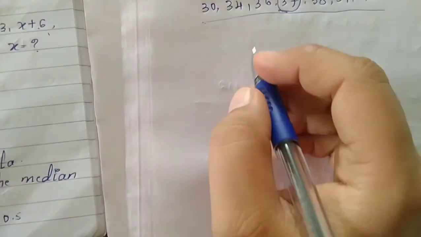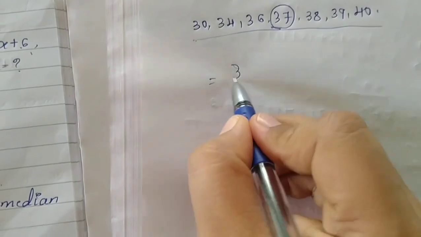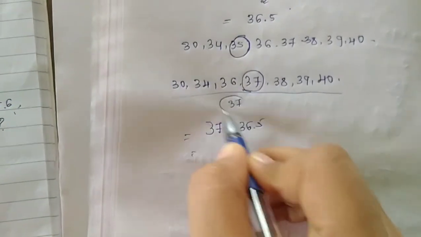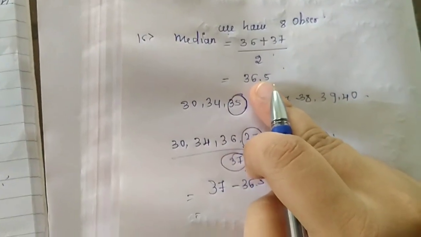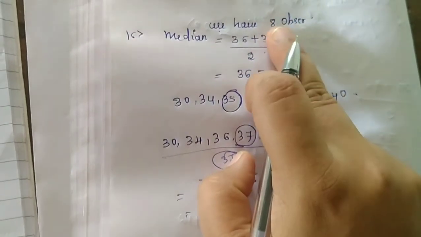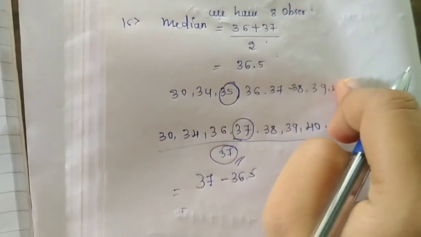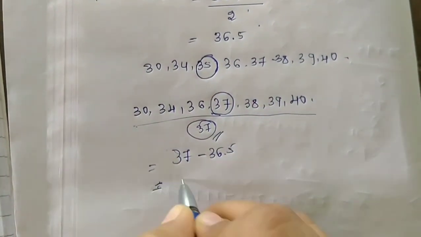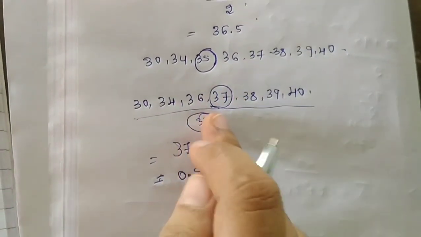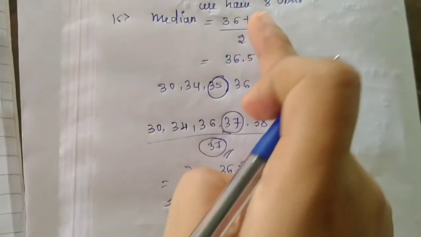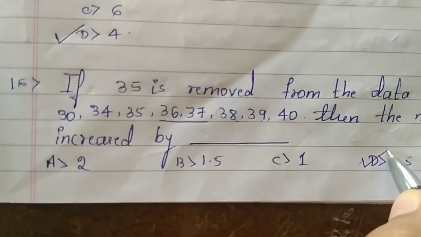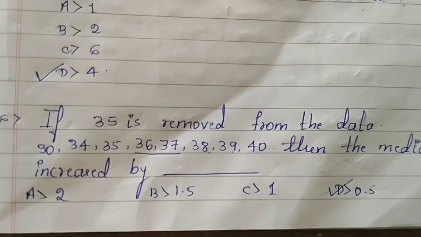Okay, so the median is increased by 37 minus 36.5. See here. Here the median is 37. Here the median is 36.5 when we have 35 in this given information. So when you remove this 35 from the given data, you get 37 as the median, and the median is increased by 0.5. Therefore the correct option is option D. Okay, so now let us see the next question.